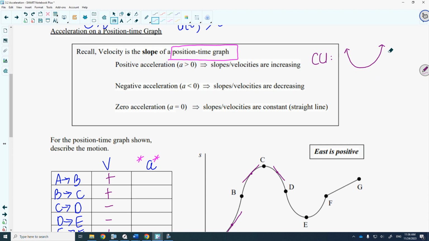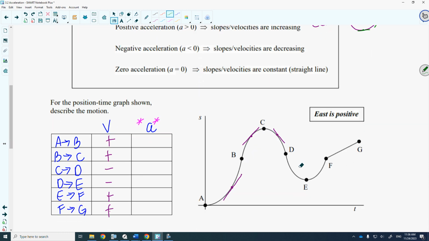So here's what I mean. How are my velocities increasing? Well, right here, I've got a negative velocity. Here I have a zero velocity. Here I have a positive velocity. So concave up represents that your slopes, the velocities, are increasing. If you have a section that's concave up, you're going to have positive acceleration. Acceleration is going to be greater than zero.